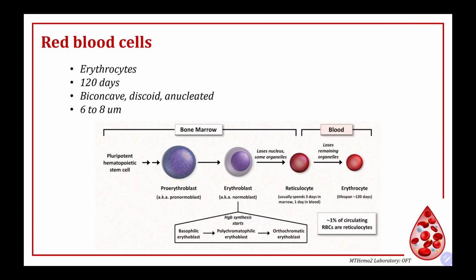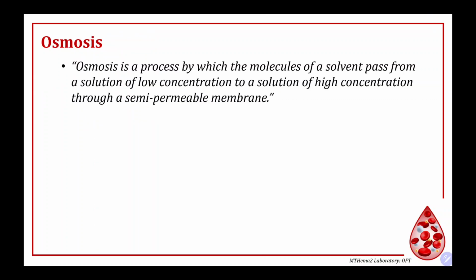Let us also recall your RBCs, or simply your red blood cells. These are also known as your erythrocytes, and it takes approximately 18 to 21 days for the burst forming unit, or BFU-E, to mature to become an RBC. The mature erythrocyte has a lifespan of 120 days in the circulation. Your RBCs are usually described as biconcave, discoid in shape, and enucleated, with an average size of 6 to 8 micrometers.